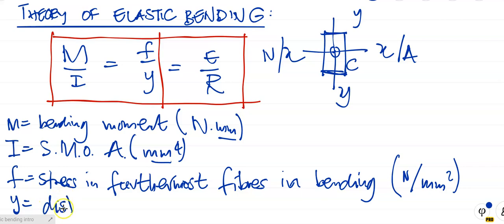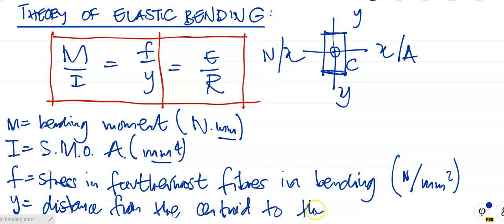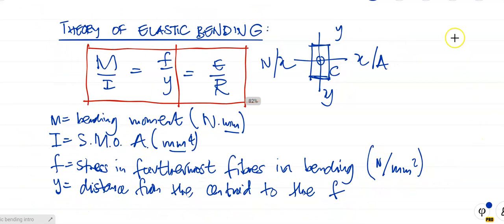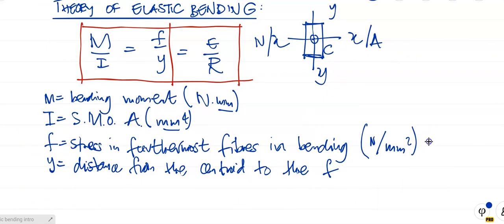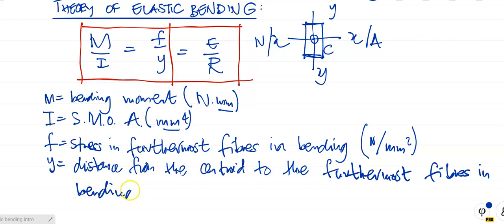Y is the distance from the centroid to the furthermost fibers in bending. Okay, there we go. And it's a distance, so what is it? It can only be the famous millimeters. Okay, it's a distance.